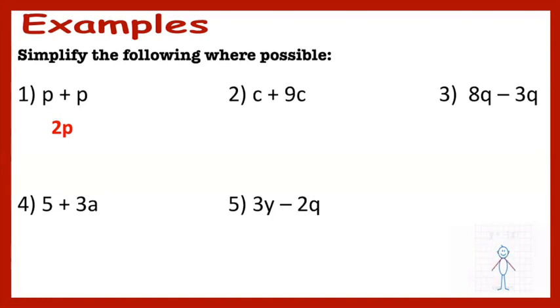If you said 2p, you are correct. So 1p plus 1p is going to give us 2p. Let's move on to number 2. c plus 9c. c plus 9c. What is the answer for that one? The correct answer for that one is 10c. Very good. c plus 9c is going to give us 10c. And we know that we don't put the 1 because we automatically know that there is 1c.